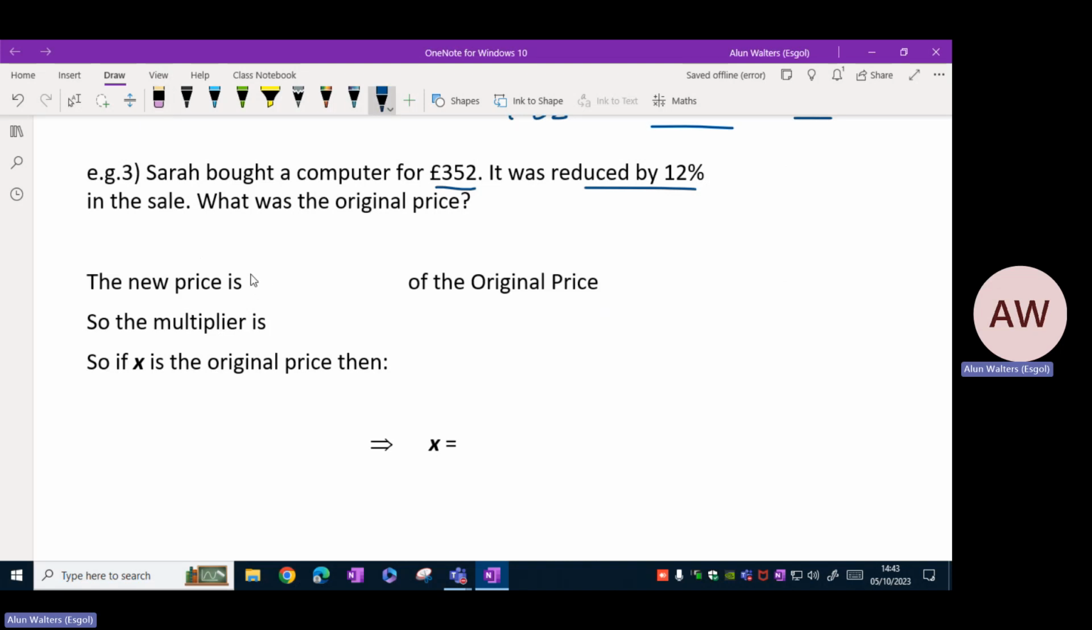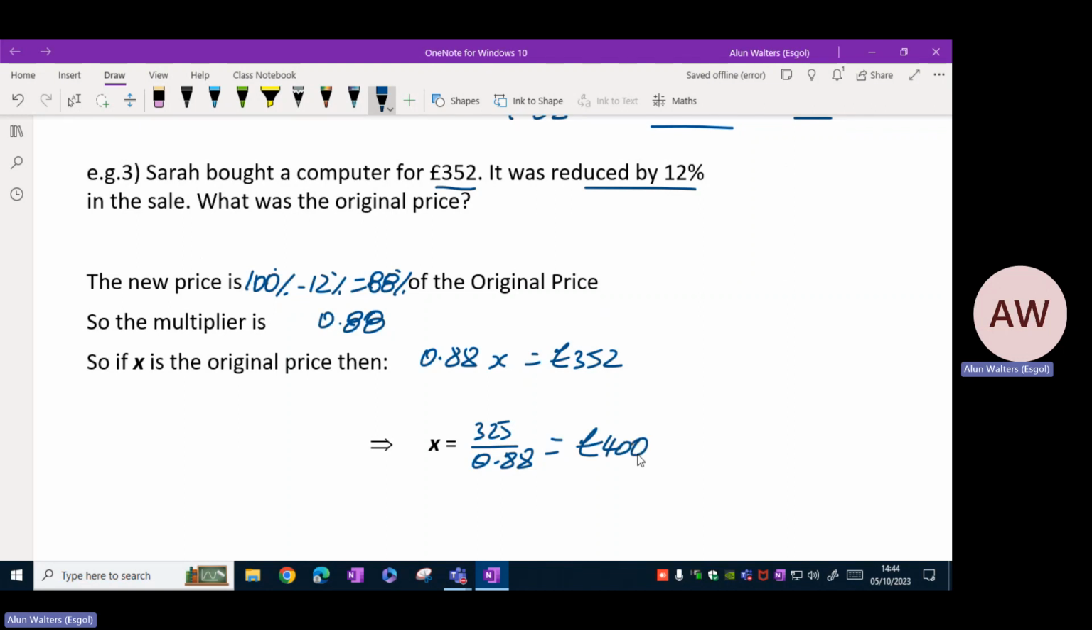Now, it's a reduction, so I should have said 100%, take away 12% is 88%. As a multiplier, it's 0.88. So I make a statement of 0.88 times the original value X is equal to 352. So then I say, rearrange it and say X is equal to 352 shared by 0.88, and I end up with a nice £400.